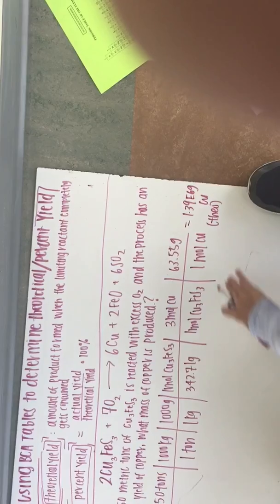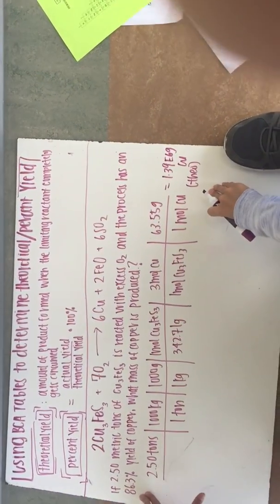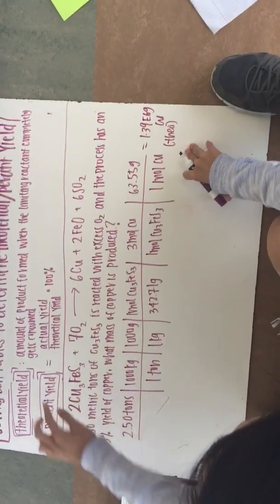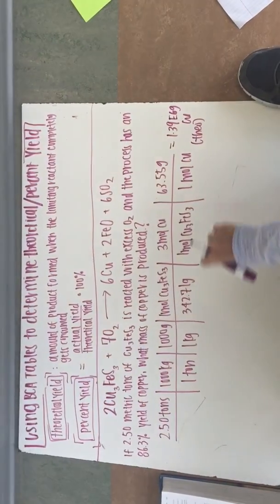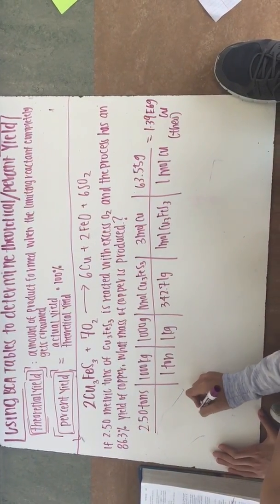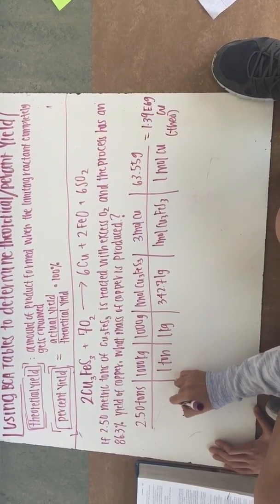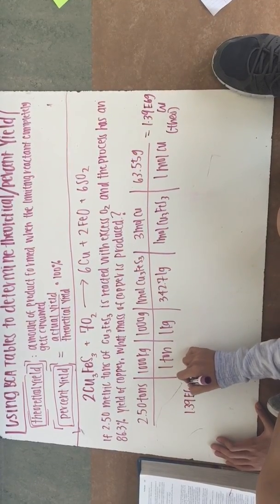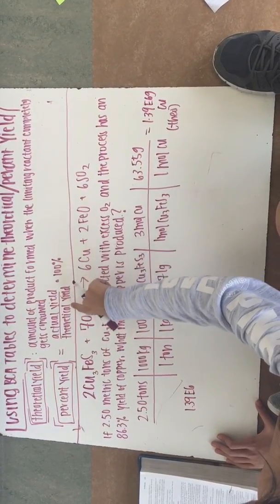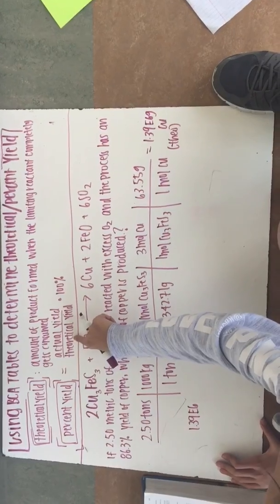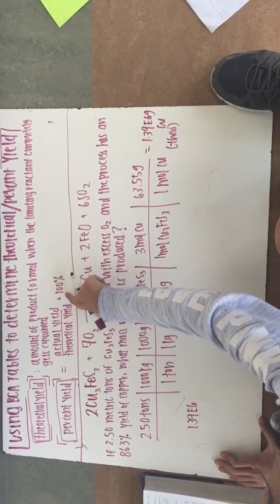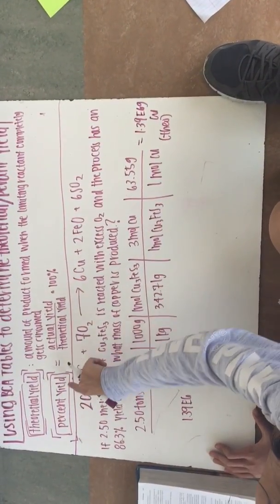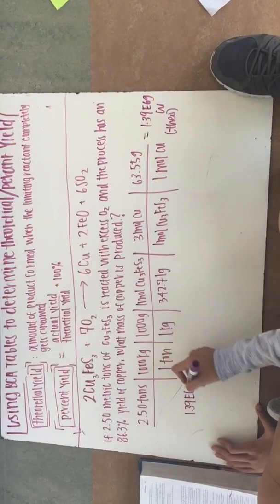Now, you have the theoretical and you have the percent yield. So to determine the actual, you can just plug all of it into the percent yield equation. So you have the theoretical, which is 1.39 times 10 to the 6th. And to move this around to get to the actual, you would divide the percent yield by 100 and multiply by the theoretical.